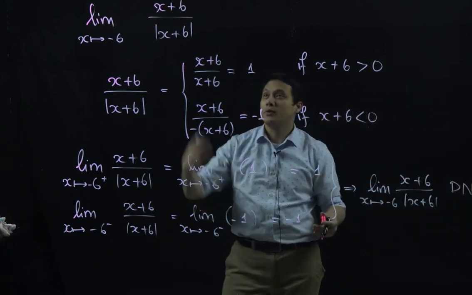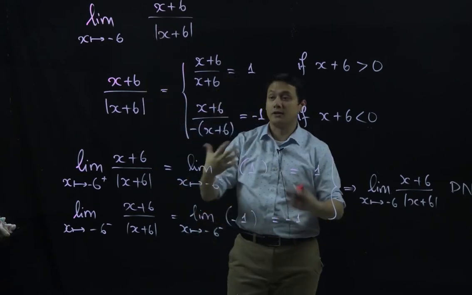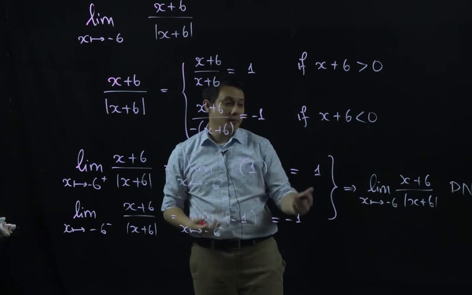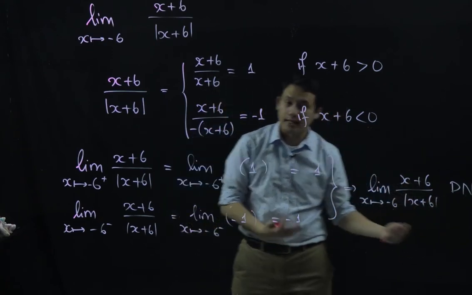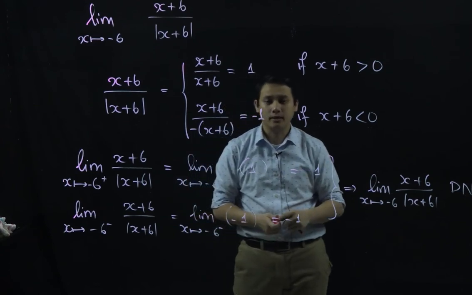Usually when you have the absolute value of a function, or the function involves absolute value, the limit turns out to not exist, but it doesn't always happen. Usually it happens, but not always.